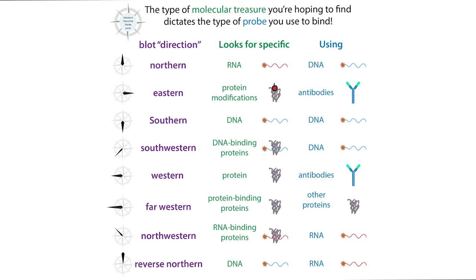But then other people were like, okay, that's kind of fun. Let me name mine in direction too. So a Southern blot is looking for DNA with DNA. You also have Northern blots, which look for RNA with DNA. You have all sorts of different types of blots.